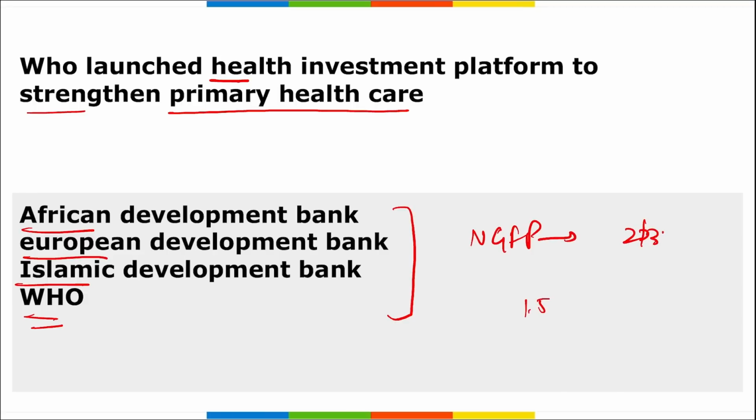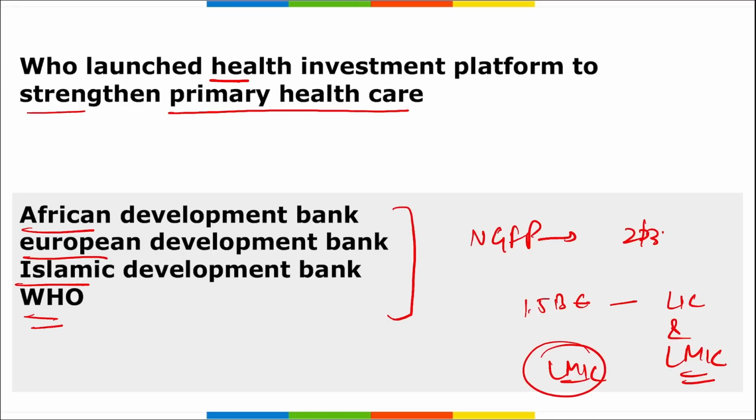This will provide 1.5 billion euros to LICs and LMICs. These LICs are your low income countries, and low and middle income countries are your LMICs, right? So 1.5 billion euros, not million, 1.5 billion euros will be provided to these low income countries and low and middle income countries in the form of loans and grants for the PHC services, that is your primary healthcare services.